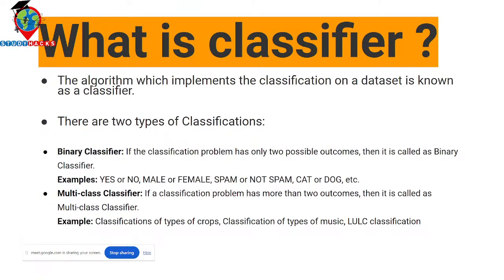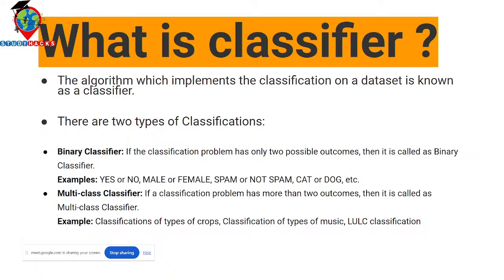A classifier is one kind of algorithm. Suppose random forest is a classifier, or support vector machine is a classifier, or minimum distance is one kind of classifier. So the algorithm which implements the classification on a dataset is known as a classifier. Support vector machine, random forest, or classification trees, all of these models or algorithms are known as classifiers.